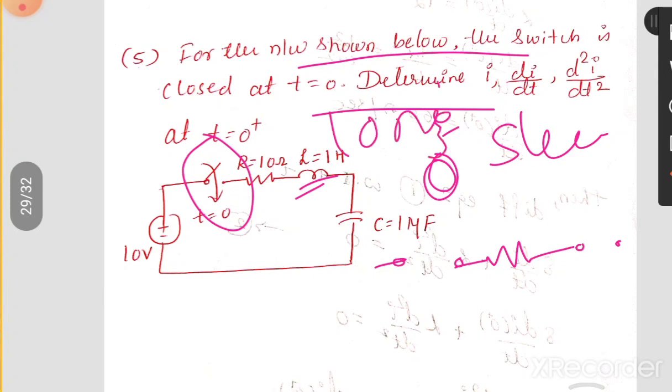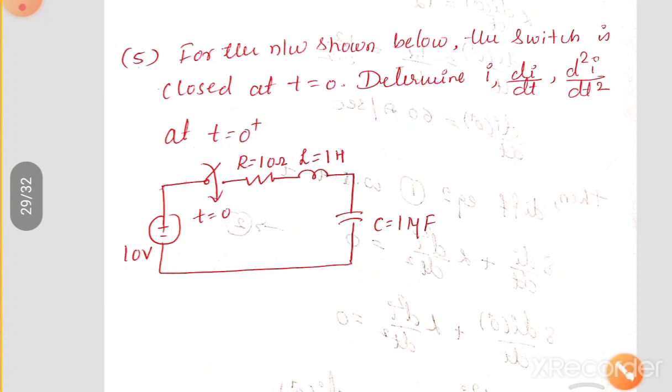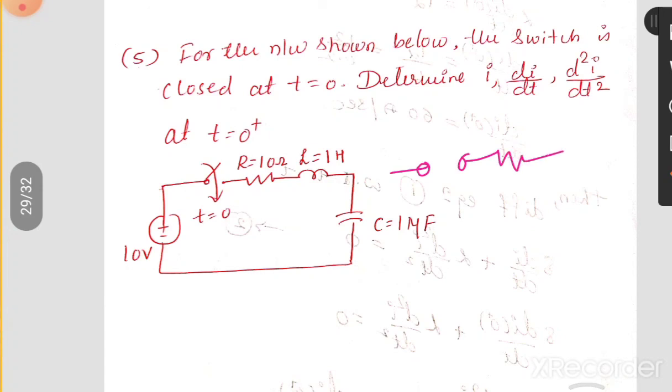When they use the word steady state or long time, you have to go for final values. Now, they have not mentioned anything about it, so we have to go with initial conditions. The switch was initially open, so the circuit is an open circuit. The inductance has to be replaced by an open circuit, and the capacitor initially will be short circuited.